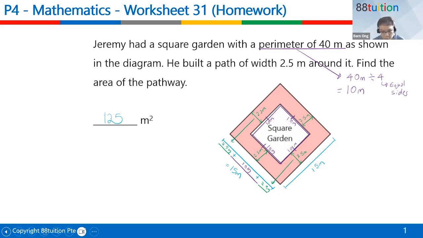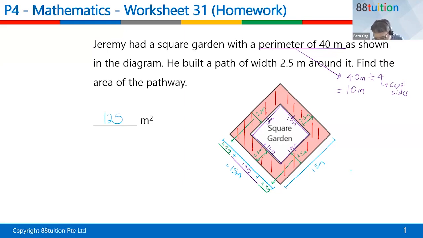So down here, children, very important. The question is looking for the area of the pavement, which is this red color portion. They're looking for the area of this red color portion. So you must remember one thing. How to find the area of this red color portion? You must find the big minus the small.